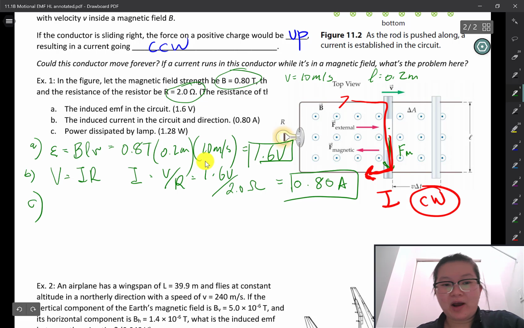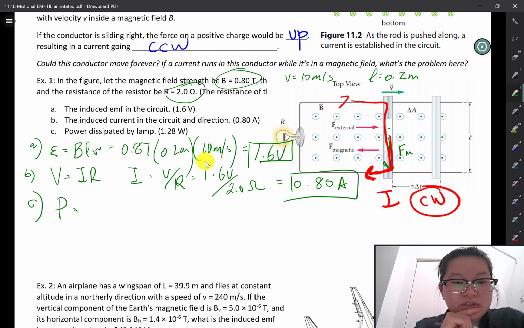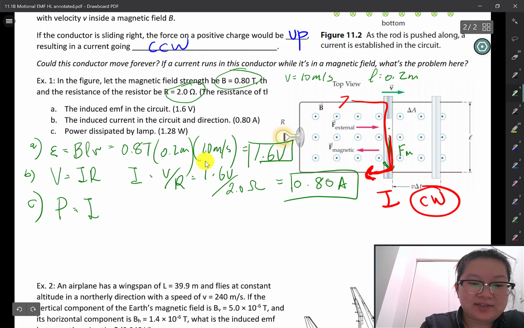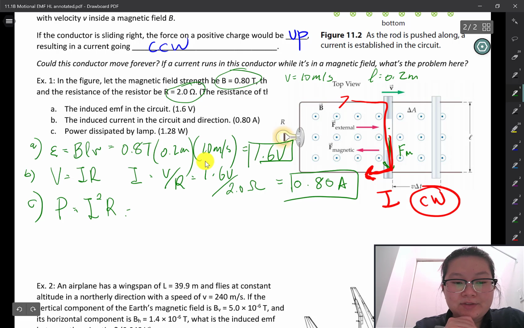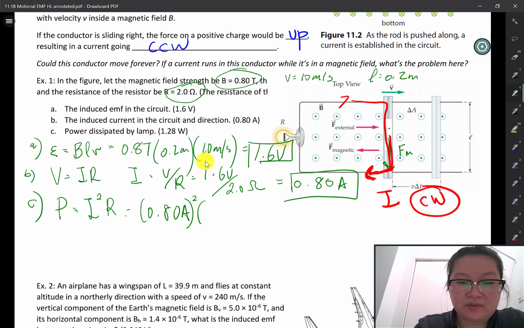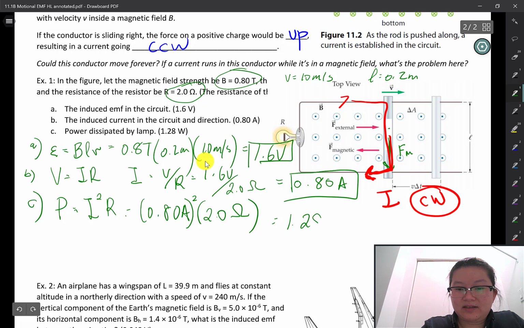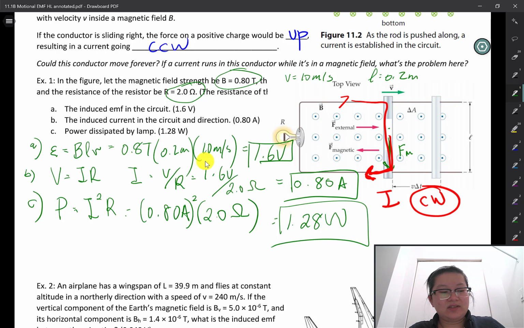Last but not least, figure out the power dissipated by the lamp. Whenever I calculate power dissipated by something, I always like to use the current going through that resistor as well as the resistor itself. So this is the one preferred: I squared R, in which the current we figured out previously, 0.8 amps squared, times the resistor, which is 2 ohms. Putting this in, we're going to get exactly 1.28. And this is power, so our units are going to be in watts. Okay, so there we go.